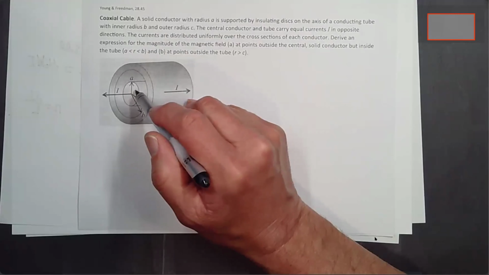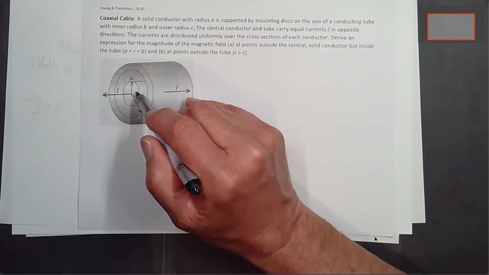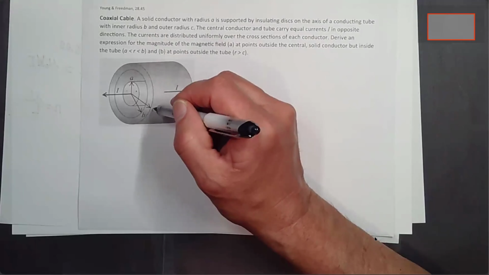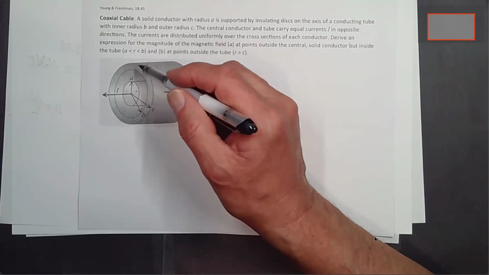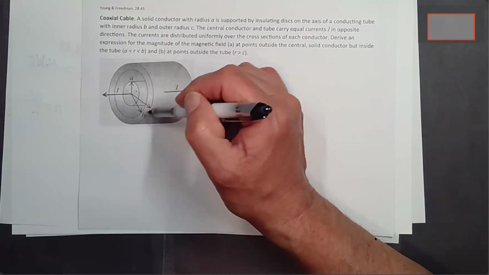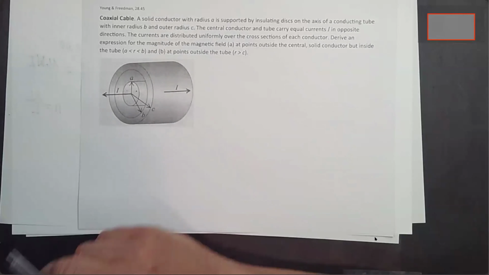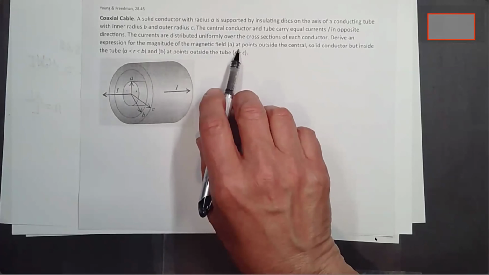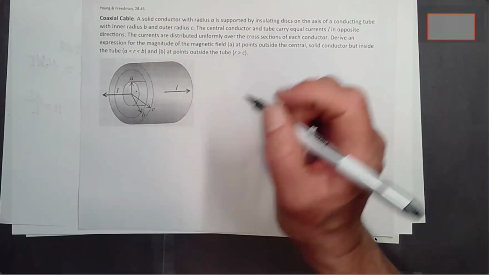So if you picked some spot in here, it would have a current density that's identical to other spots on this inner conductor. And similarly with the outer conductor, they've got different cross-sectional areas. But if you add up the current densities over the entire thing, you come to a value I for that. Okay, derive an expression for the magnitude of the magnetic field B at points outside the central solid conductor, but inside the tube.